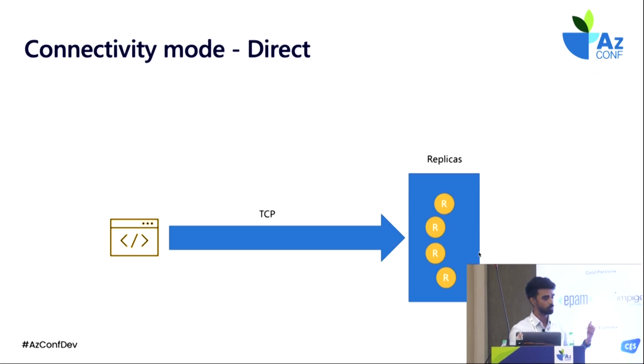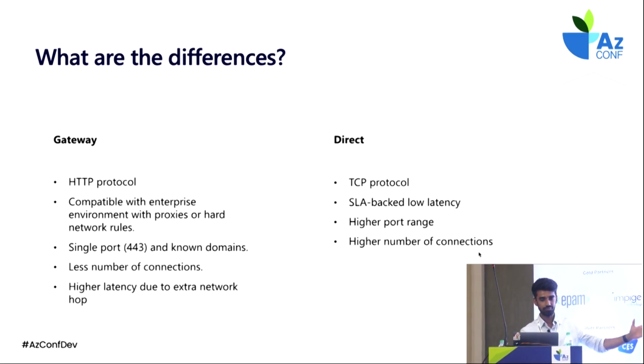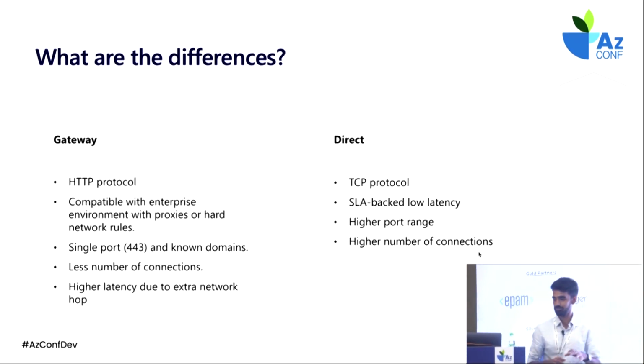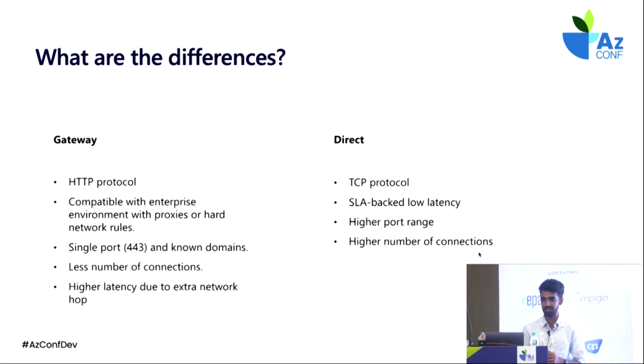So we do support two modes: the gateway mode and the direct mode. The main difference is that gateway uses the HTTP protocol. I hope most of you know about the HTTP protocol, which web developers deal with on a daily basis. It is compatible mainly with enterprise environments. I would say most of the Cosmos DB customers are enterprise customers, right? That is one of the pain points that we see because we tend to adopt most of the enterprise scenarios.